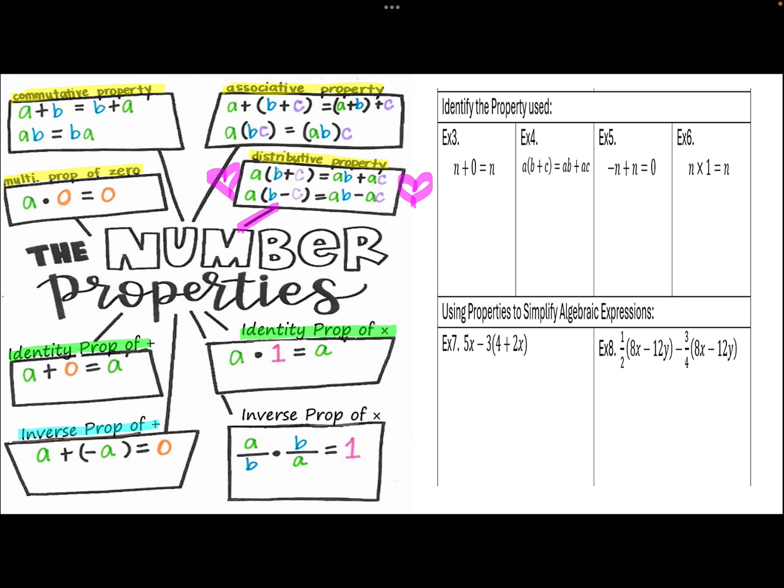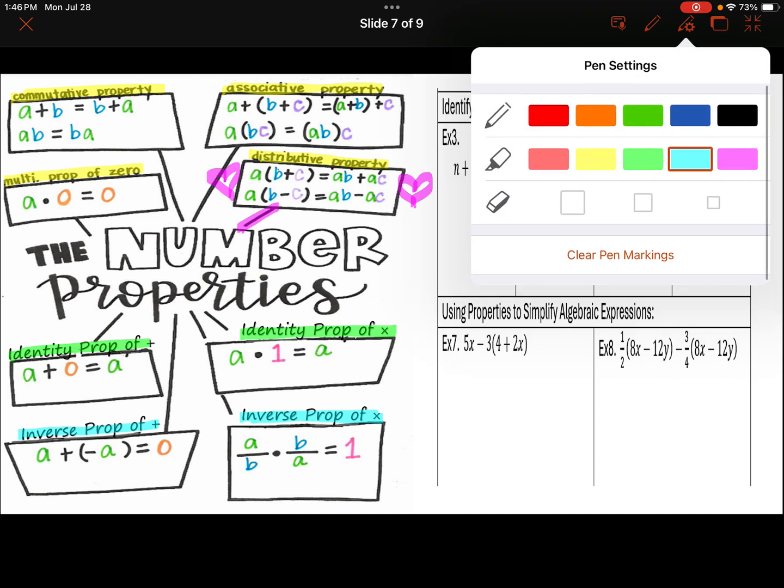The inverse property of addition simply says when you take a number and you add its opposite, you'll always get 0. And the inverse property of multiplication says anytime you multiply reciprocals, they will always turn into the number 1. So those are our new properties for Algebra 1 that we have not covered before this class. So let's just go ahead and practice identifying these properties.